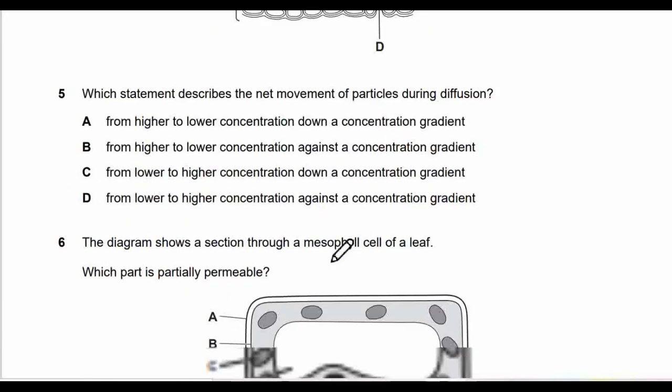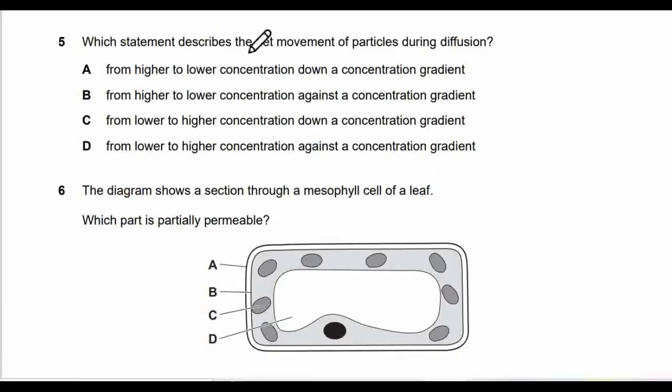Next, question 5. Which statement describes the net movement of particles during diffusion? So we know diffusion is from high concentration to low concentration, down a concentration gradient. So you have to choose from high to low, and that is A or B. Now, down a concentration gradient or against, so diffusion will be down. So that will be 5A.